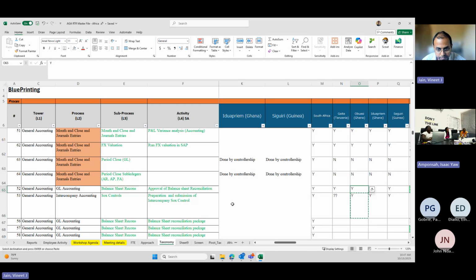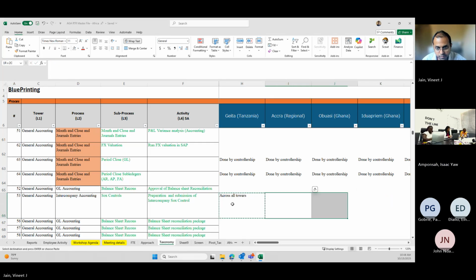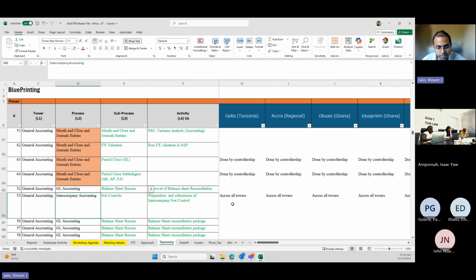Remember, SOX controls are across all processes, across all towers. So there's work performed by and there's a control owner, but it's across all the processes. And for that purpose, you have a listing of SOX controls, right? Which you checklist every month, correct?